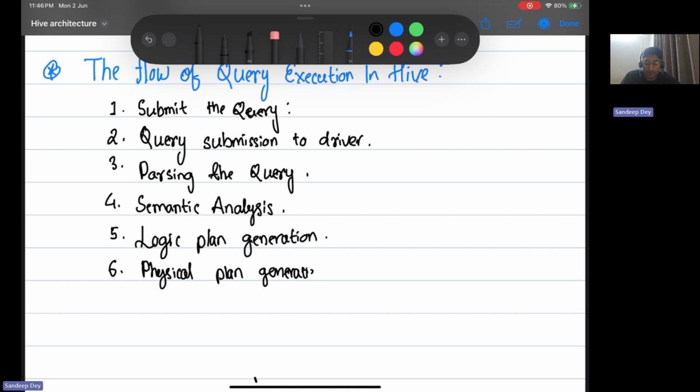Sixth one, physical plan generation. What is done? The physical plan specifies how the logical steps will be executed, including details about the specific MapReduce stage or Spark job that will process the data. Got it? Physical plan generation. Next is query optimization.